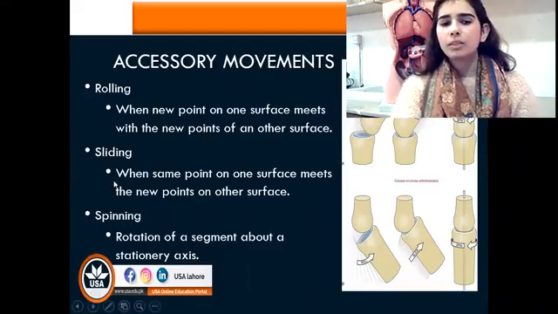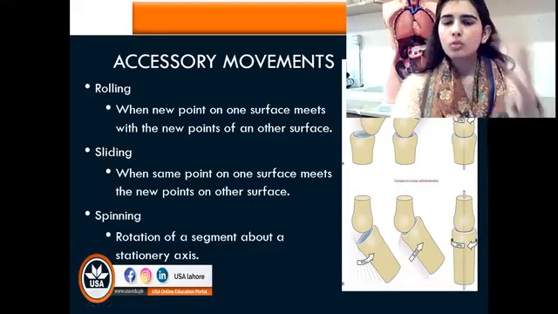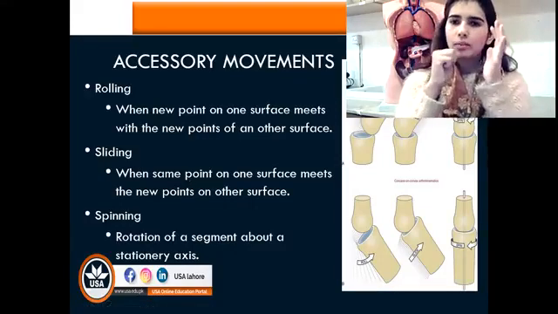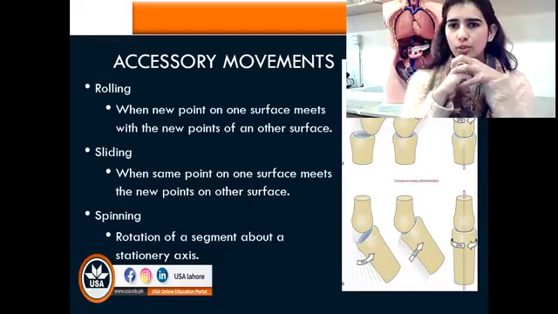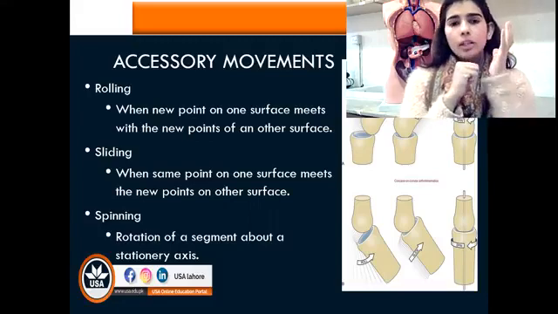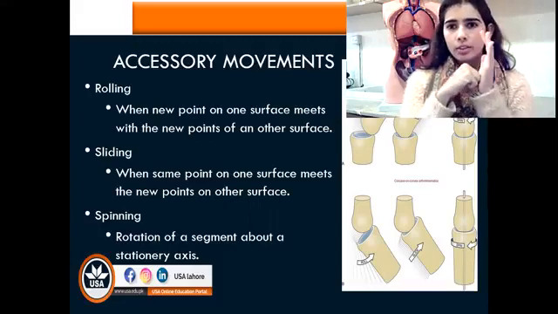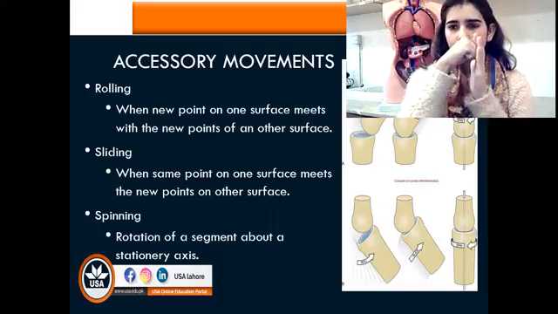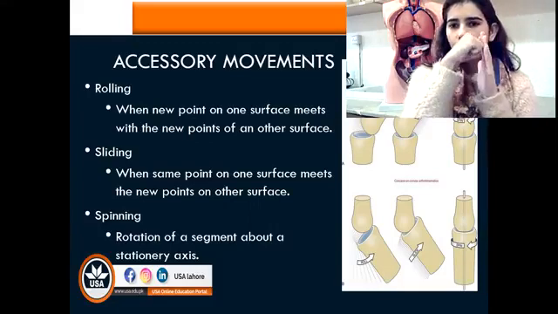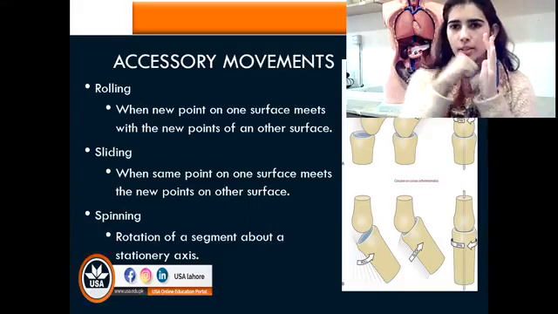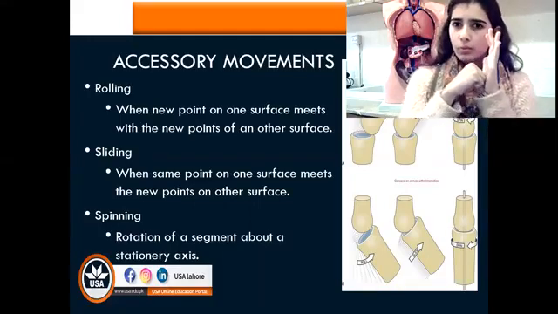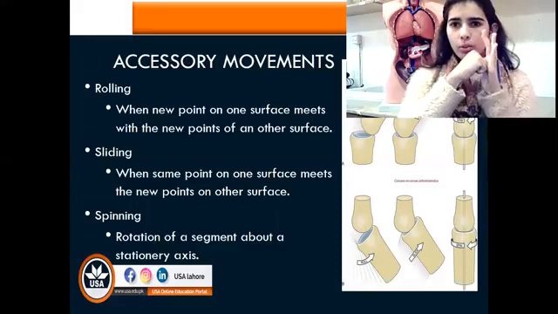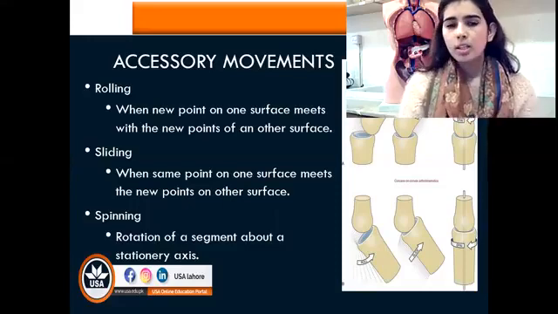Then comes the sliding movement, when the same point on the surface meets a new point on the other surface. What does that mean? That only this point of this joint surface, or this bone surface, is going to slide on this surface. How? Like this. Okay? So only one contact point of one surface is coming in contact with a new point on the other surface. 1 to 1, 1 to 2, 1 to 3, right?